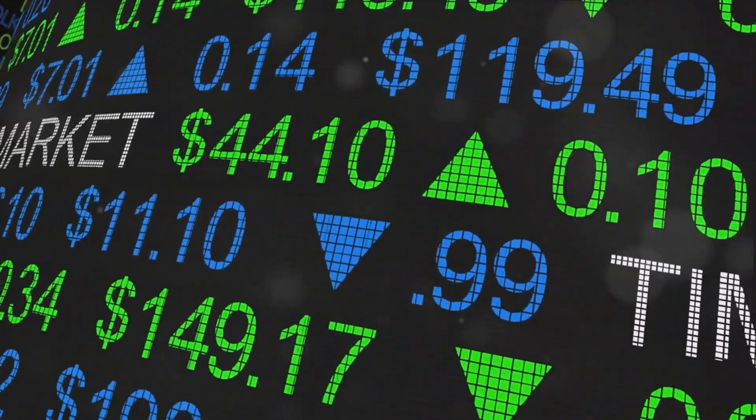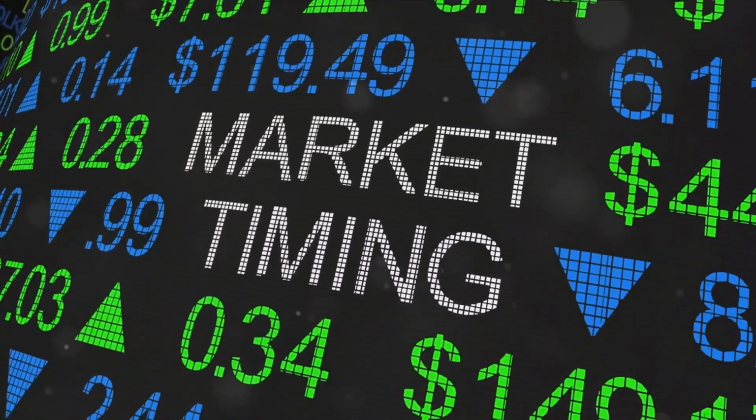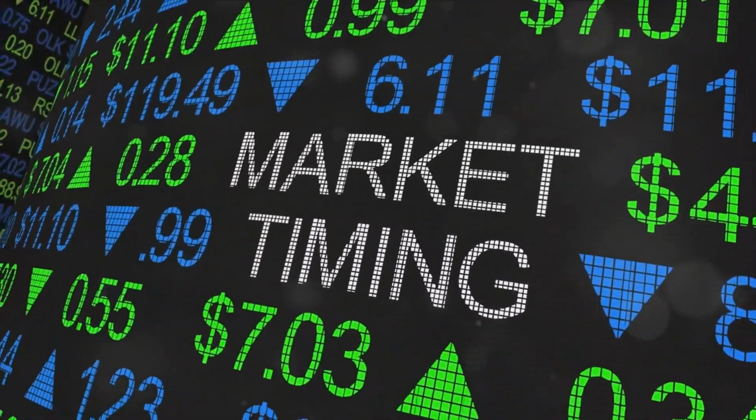Now, here's a useful tidbit. At-the-money options have higher Theta than in-the-money or out-of-the-money options.